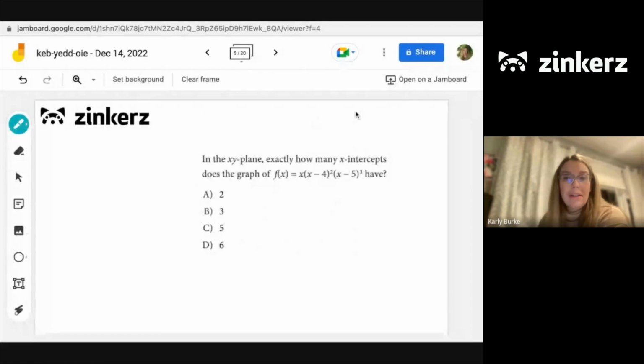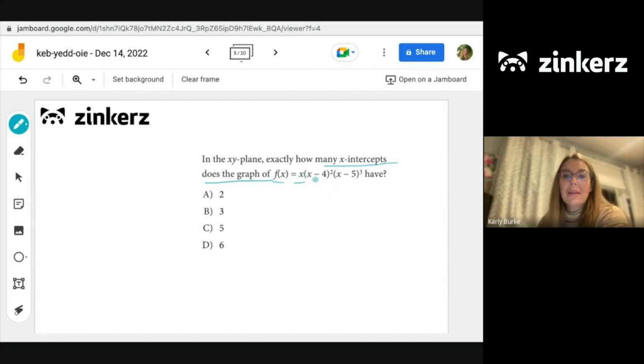It's really important that you understand the relationship between a factor and an intercept on the SAT. So if you have a factor, then in order to find the actual intercept, you will set it equal to 0. Let's take a look at this function f of x. We're looking for how many x-intercepts this graph has.